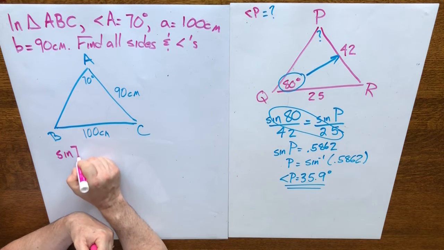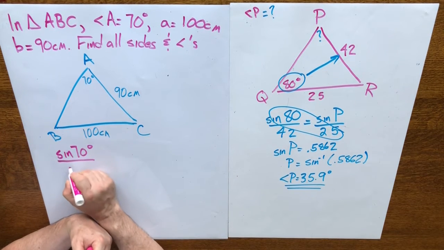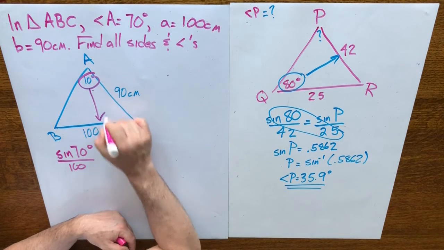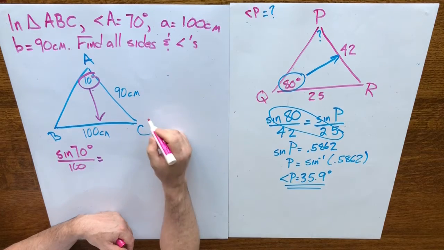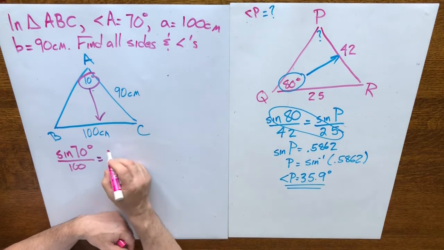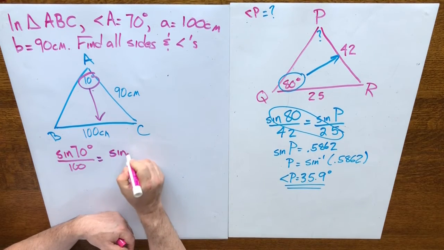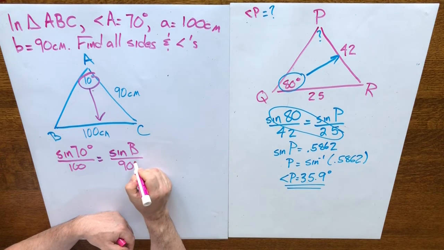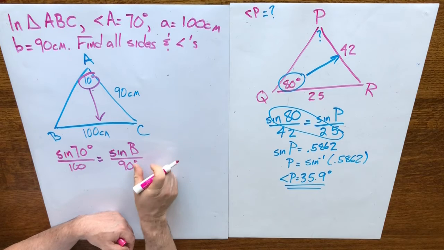The sine of 70 degrees divided by its opposite side, 100. Remember, this is the relationship we're looking for right here. Equals, now I'm going to work with finding angle B because I have its opposite side, 90 centimeters.